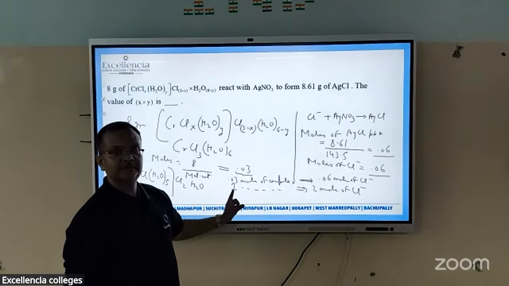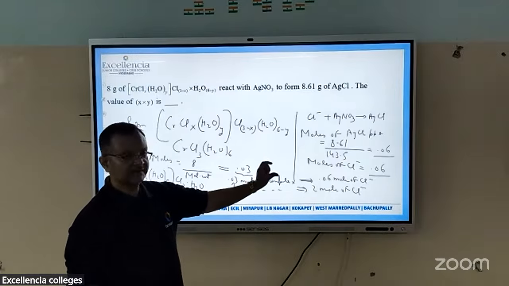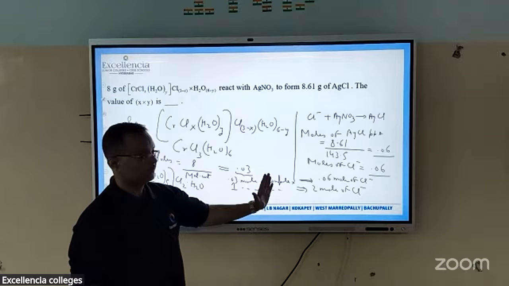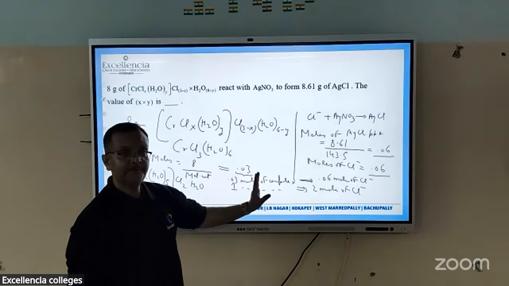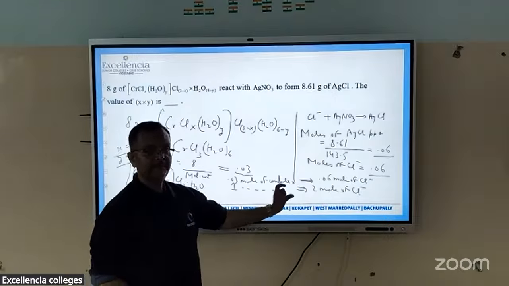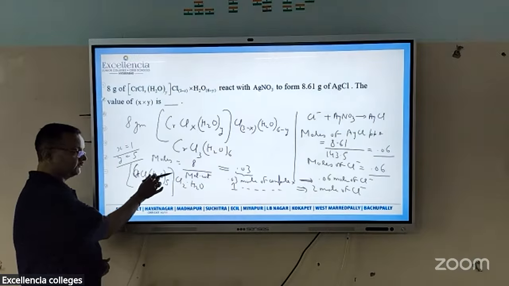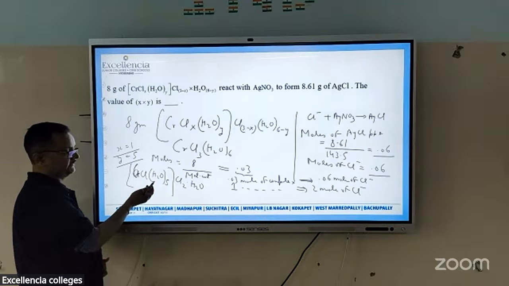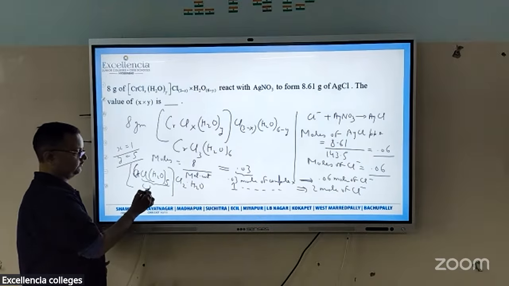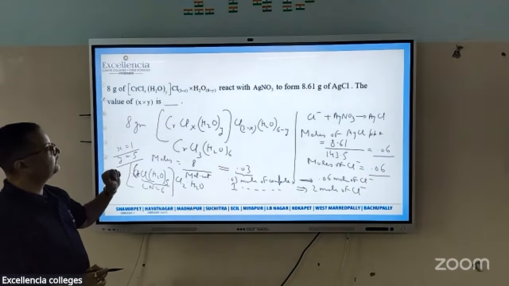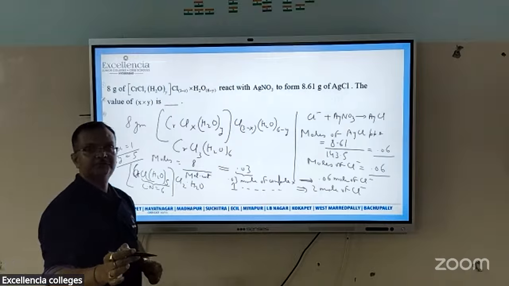Find the moles of complex, find the moles of AgCl, find the moles of Cl minus, and correlate. You find that 1 mole of complex will give how many moles of Cl minus? So 2 Cl will be outside and 1 will be inside. Then 5 will be inside. Why? Because the coordination number of Cr is 6. So x is 1 and y is 5, and we need the value of x into y.